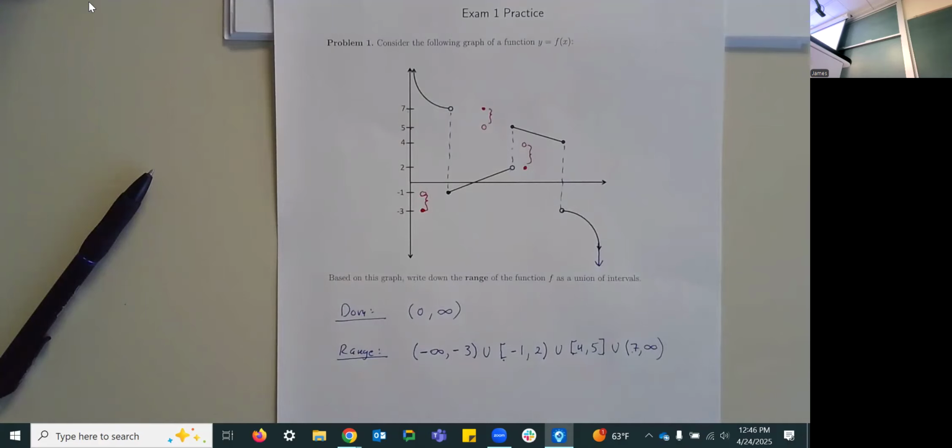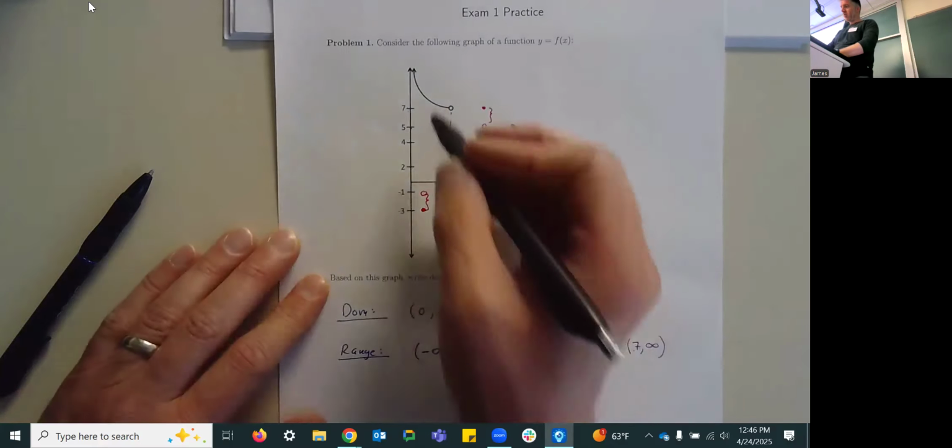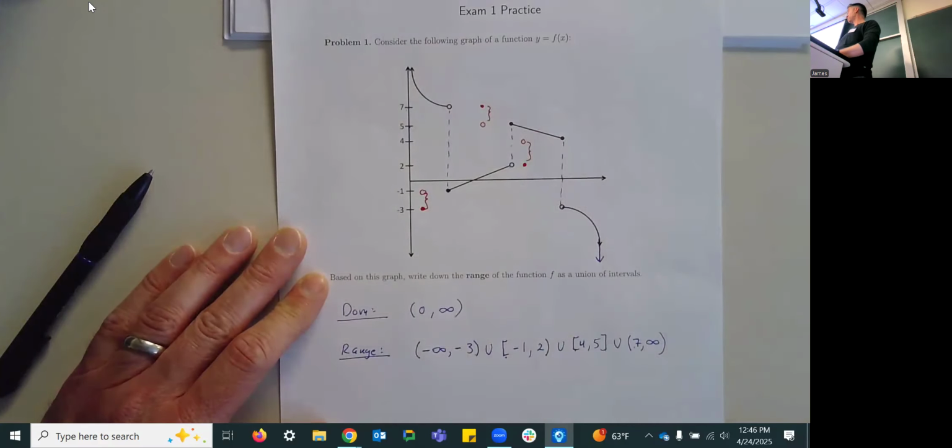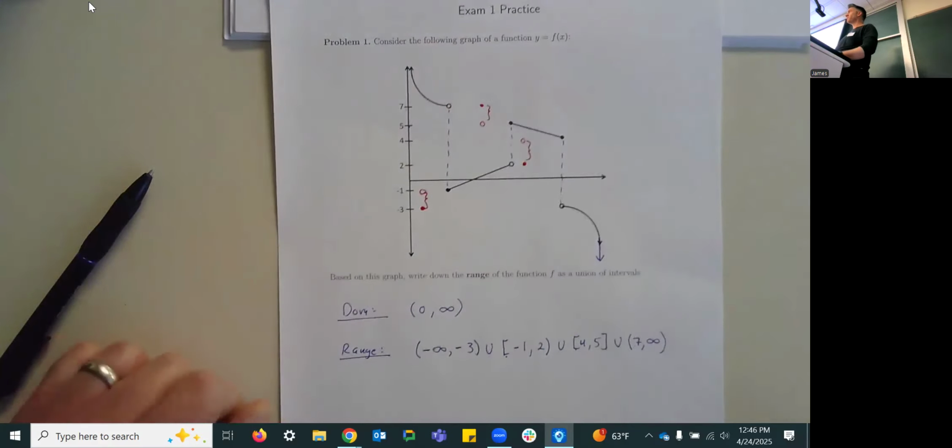So the domain, very generically, the range is all the possible y values, and the domain is all the possible x values. If we look here, we're getting all the x values that are bigger than 0. We're not missing any x values. Yeah, I think I just reread it wrong. Sure.